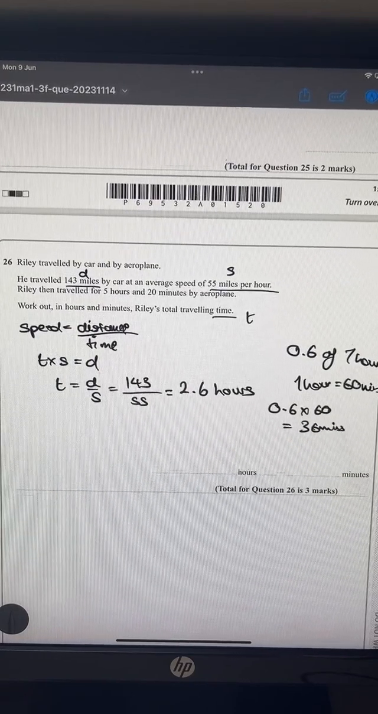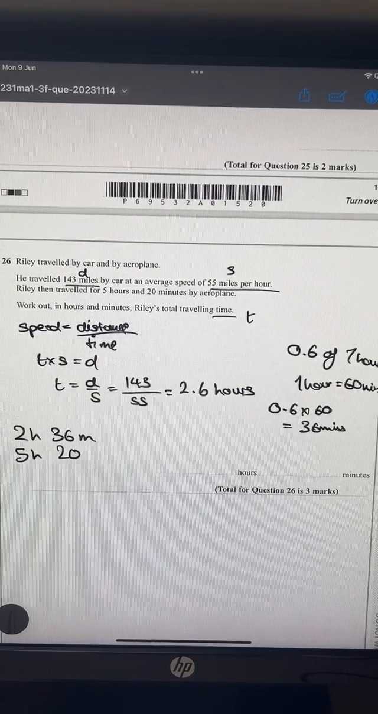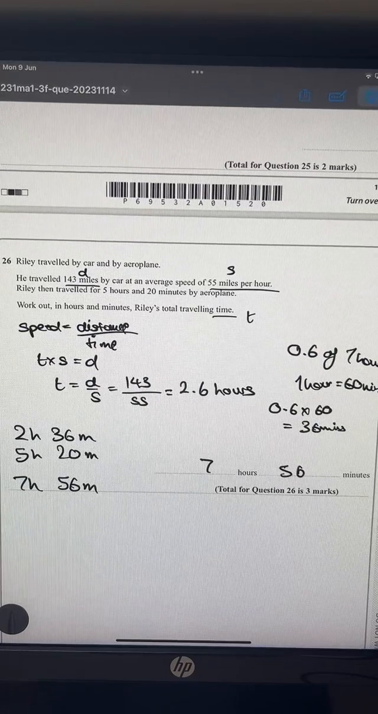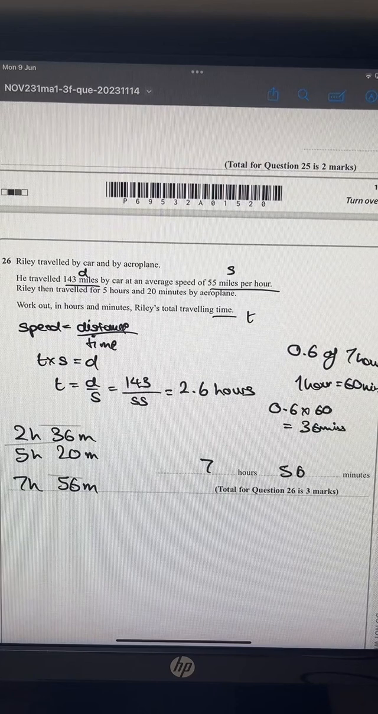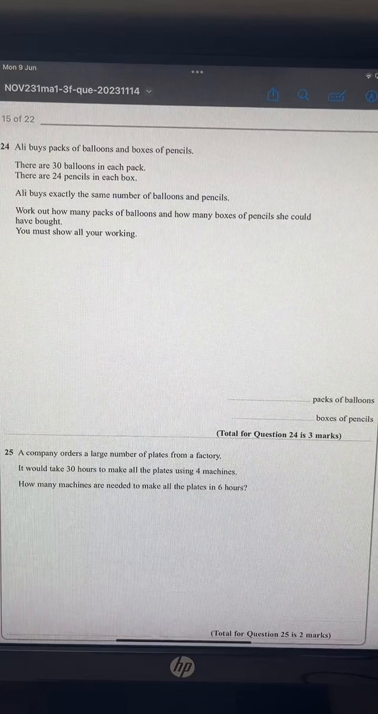So the first bit, they traveled 2 hours and 36 minutes. Then they traveled for 5 hours and 20 minutes. So in total, they've traveled 7 hours and how many minutes? 56 minutes. And that is the answer to this question. Just break it up, see what you have, see what you want, and go through. That's how you do that. All right, let's finish off this page and I'll wrap it up there.